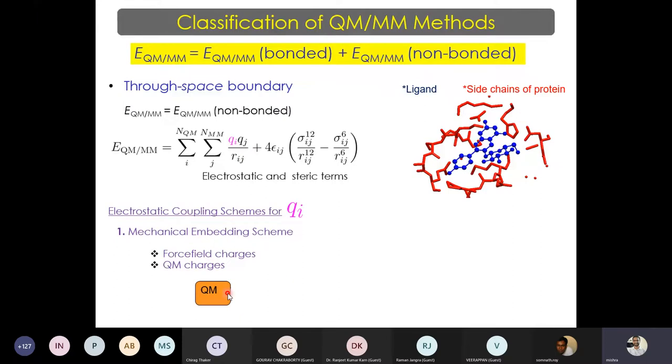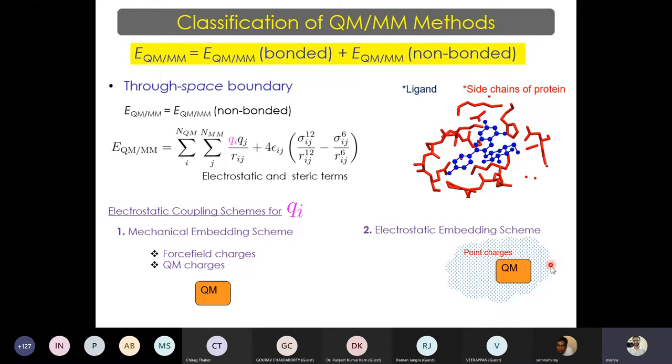The other approach is the electrostatic embedding scheme, where again I do the same. I try to obtain the QM charges the way I did before. That means I solve this Schrodinger equation, get the wave function, get the electrostatic potential, convert it to partial charges. But while I am doing this, in my Hamiltonian, in the electronic Hamiltonian that I discussed, I add another term, and that term is point charges corresponding to all MM atoms.